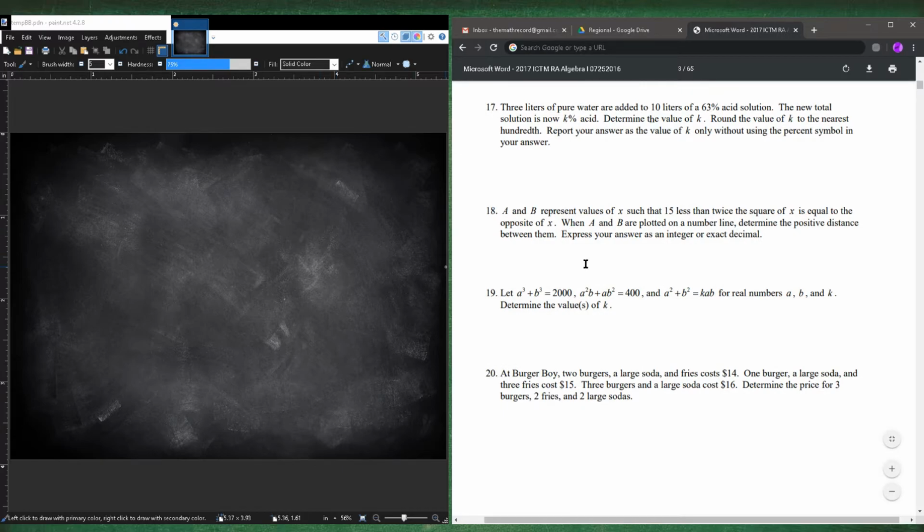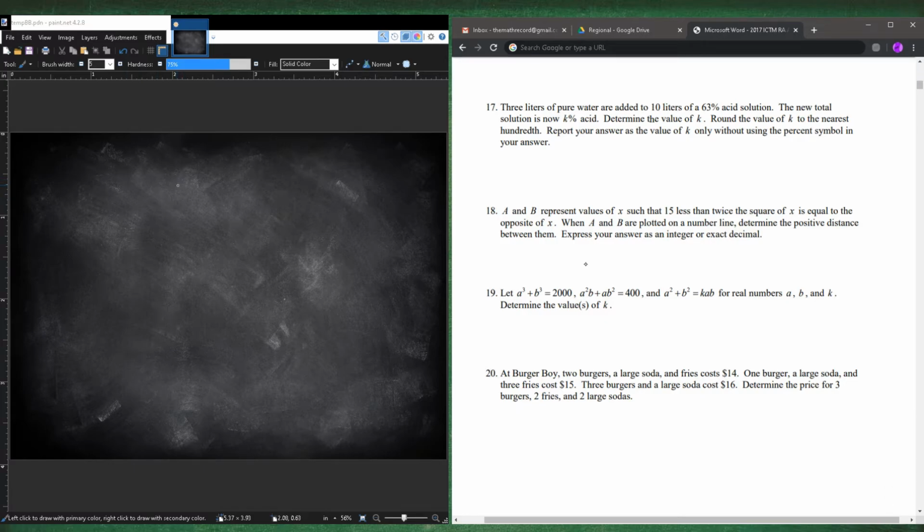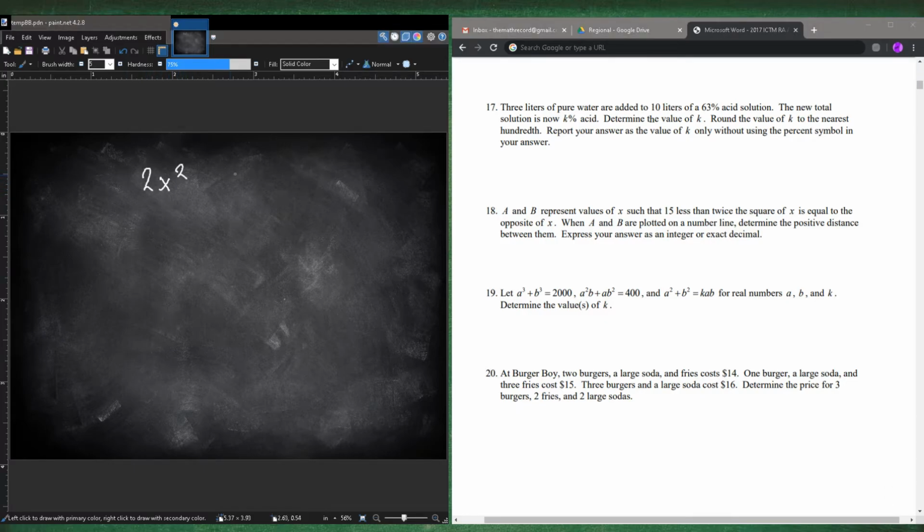Okay, number 18. A and B represent values of x such that 15 less than twice the square of x. Okay, so we have 15 less than twice the square of x. So twice the square of x, and then 15 less than that, so minus 15, is equal to the opposite of x. The opposite of x means just negative x. Okay, so this is like a quadratic, so 2x squared plus x minus 15 is equal to 0.